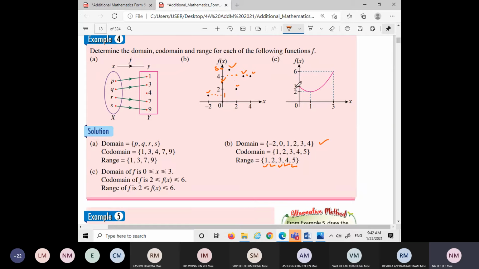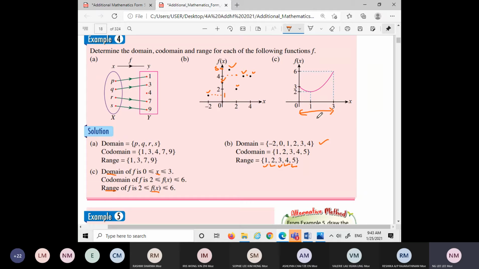So for continuous functions, the domain is at the x, so it's from here to here. As I say, they will write in the inequality form. So remember for domain, this is x. For range and the codomain, this is fx. If you write wrongly, the whole thing is gone.